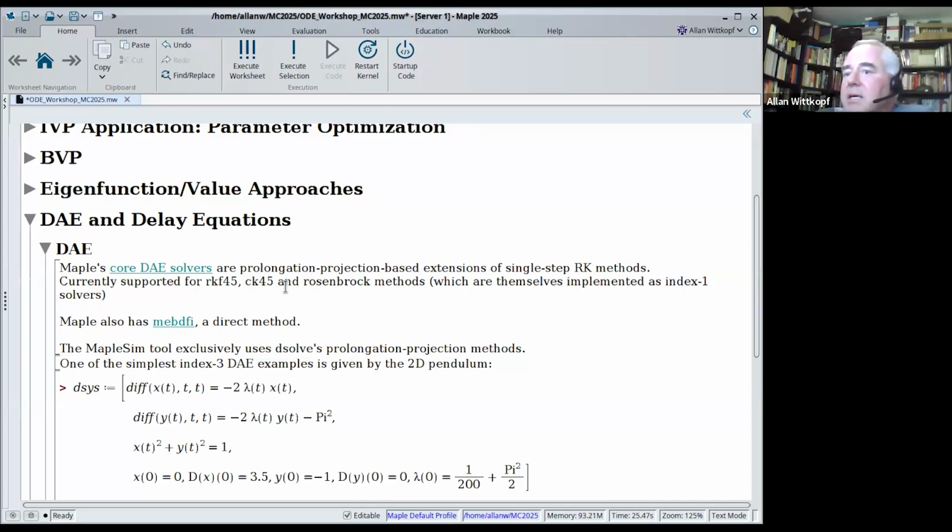There's also MEBDFI, which is a direct method. That works directly with the system without performing prolongation or projection. But we found that in general, the performance of the prolongation projection approaches is significantly better in pretty much every example. So we're sticking with that, and that's essentially what the MapleSim tool uses. It uses the D-solves prolongation projection methods, and it solves problems with thousands of equations in it.